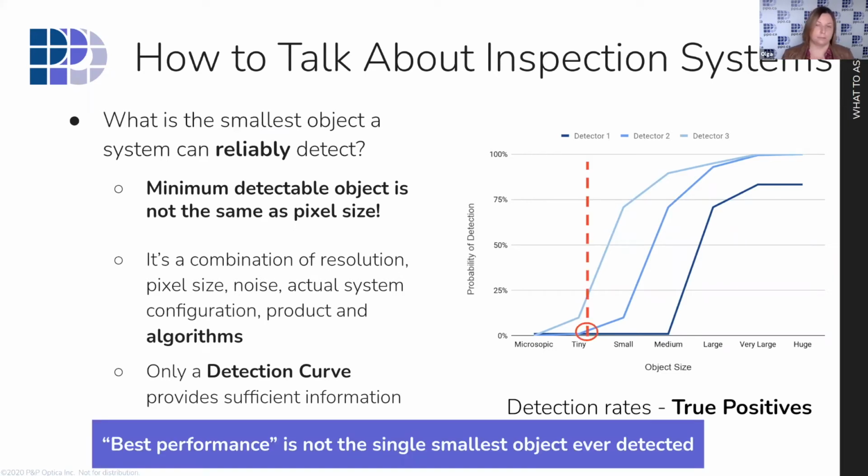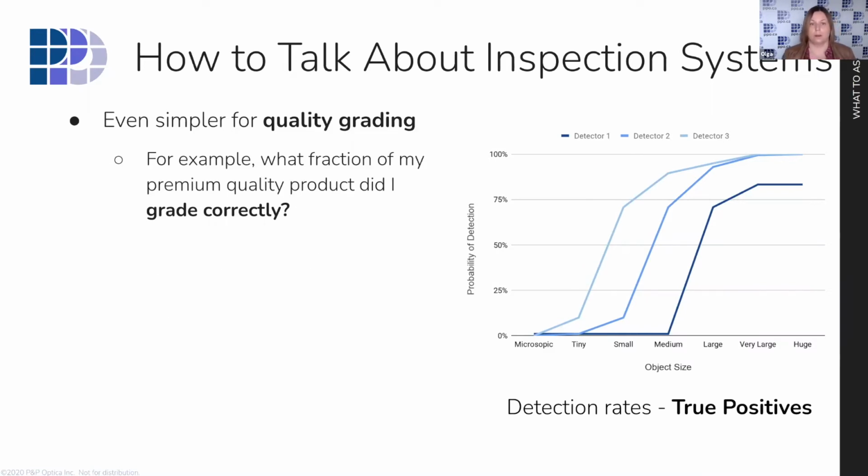And again, just pay attention to the fact that the single smallest object detected does not mean that that's the best performance. Sometimes that object can be found at a fraction of a percent of the time, and then it's not detectable in less great conditions. This detection curve also applies to product grading. So, for example, how often will a great product be classified as great versus not great?